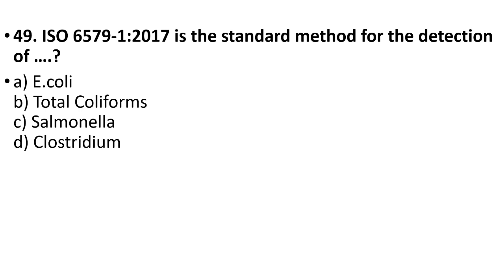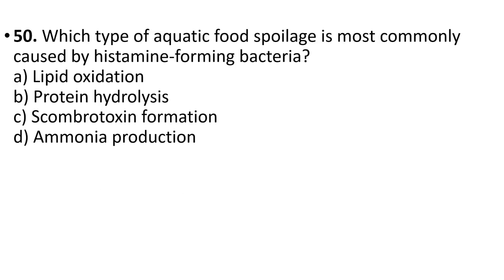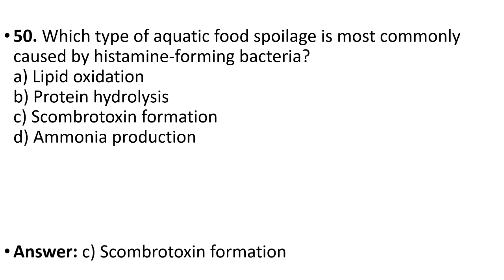49. ISO 65791-2017 is a standard method for the detection of E. coli, total coliforms, Salmonella, Clostridium. Your answer is option C, Salmonella. 50. Which type of aquatic food spoilage is most commonly caused by histamine-forming bacteria: lipid oxidation, protein hydrolysis, scombrotoxin formation, ammonia production? Your answer is option C, scombrotoxin formation.